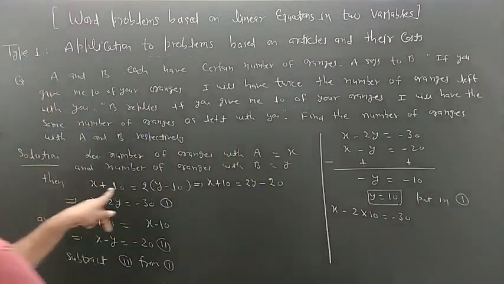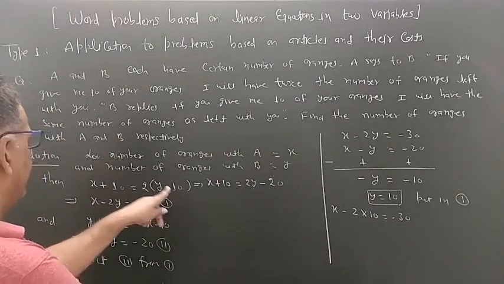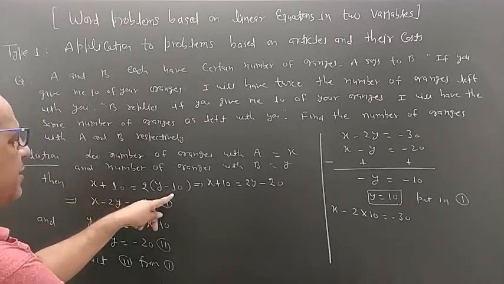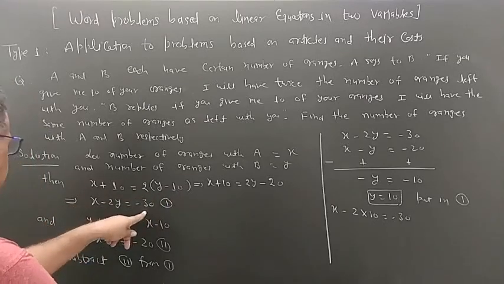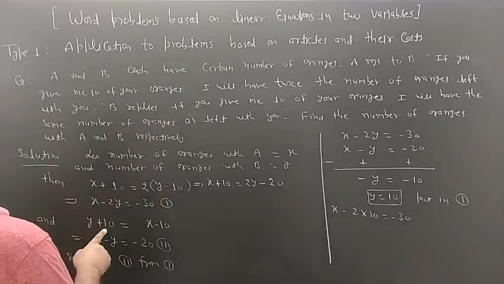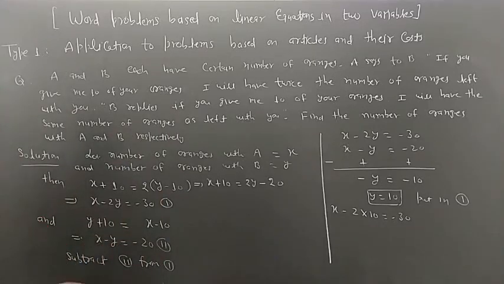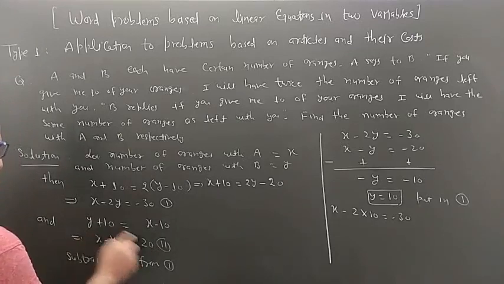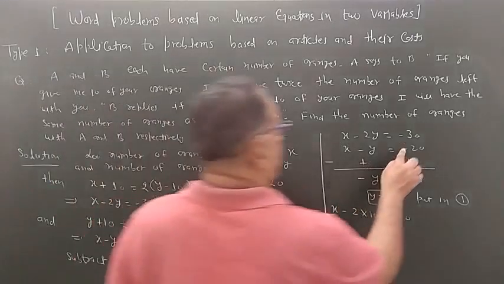Now according to the equation, X plus 10 becomes Y minus 10. So X plus 10 equal to 2Y minus 20. X minus 2Y equal to minus 30. It is correct. Now according to the second statement, Y plus 10 is equal to X minus 10. Both are equal. So now this becomes X minus Y equal to minus 20. So this is the correct answer now. X minus Y equal to minus 20.